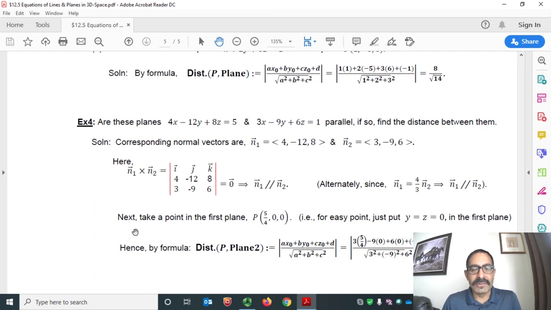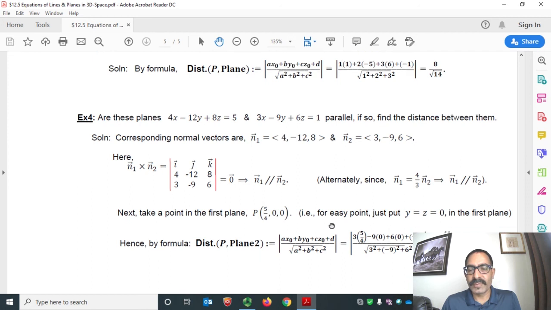Next, now take a point in the first plane. Any point. Here, let's say we put y and z equal to 0. That means x equals 5 over 4. So (5/4, 0, 0) is a point in the first plane. Then find the distance from this point to the other plane.